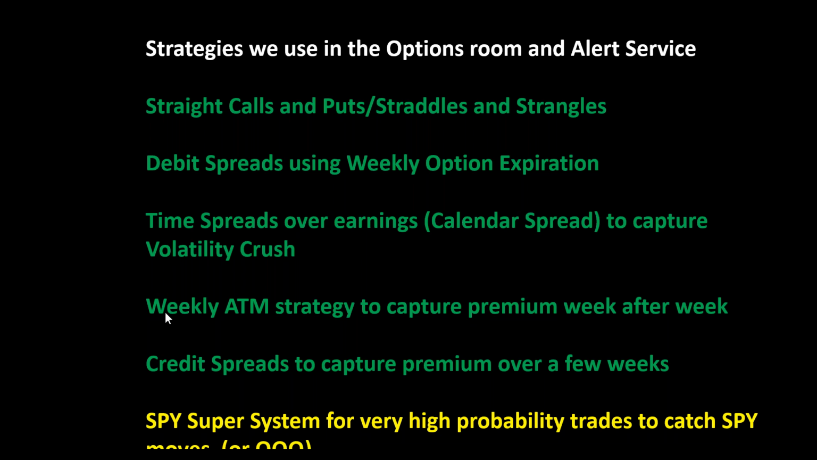Can't do that right now because the market doesn't give us that kind of support. We'll do credit spreads. And inside the room we also do a thing called the SPY super system. These are very high probability trades to catch the SPY moves or the Qs, or you can use them for futures. These are very, very quick trades. I can't post them in the room, but I can let you know when they're set up. We can't alert on them, they're too quick. But a lot of people like to take these kinds of trades, so I entered this here, and we'll show you how that works.